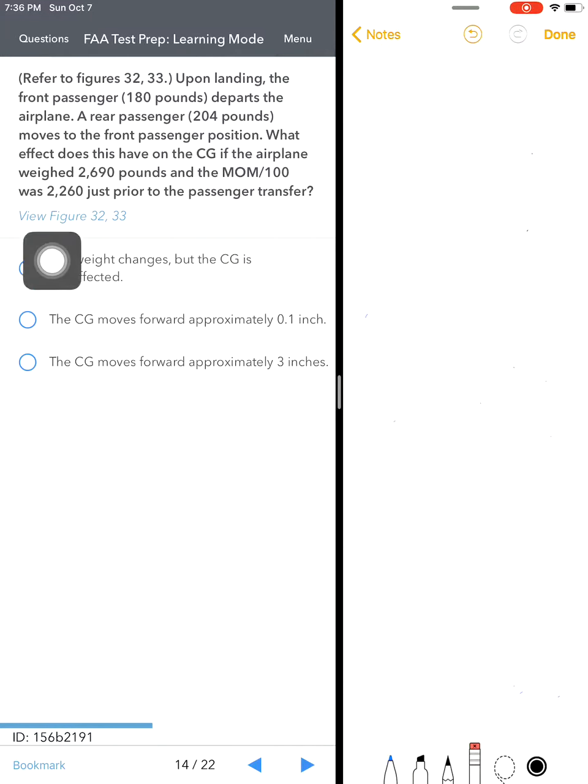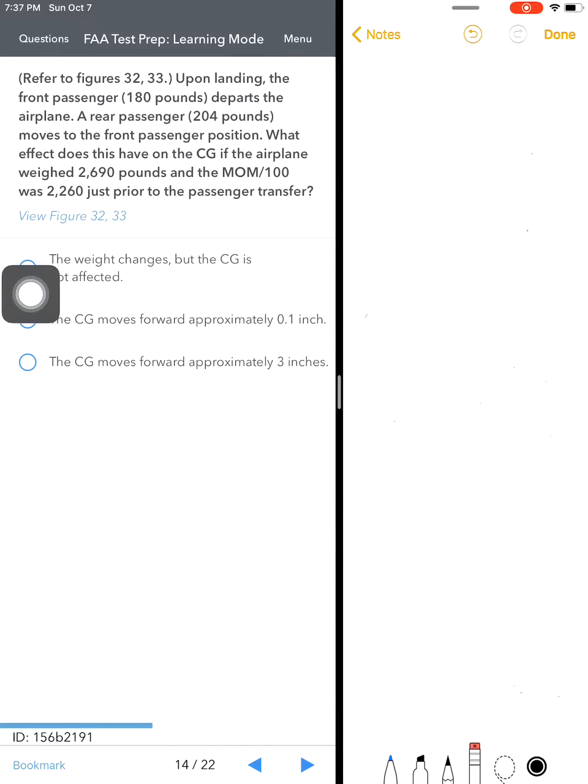And this one is very interesting. So I would like to see what's going on here. It says upon landing, the front passenger's 180-pound departs the airplane. A rear passenger, 240 pounds, moves to the front passenger position. What effect does this have on the center of gravity if the airplane weighs 2690 pounds and the moment 100 divided by 100 was 26 prior to passenger transfer?